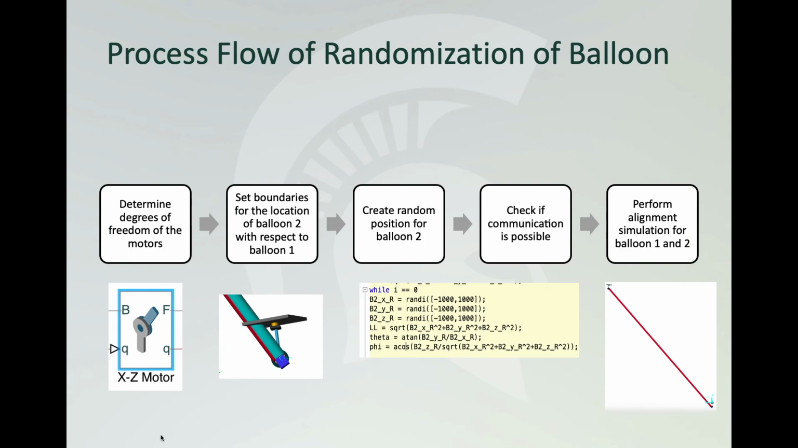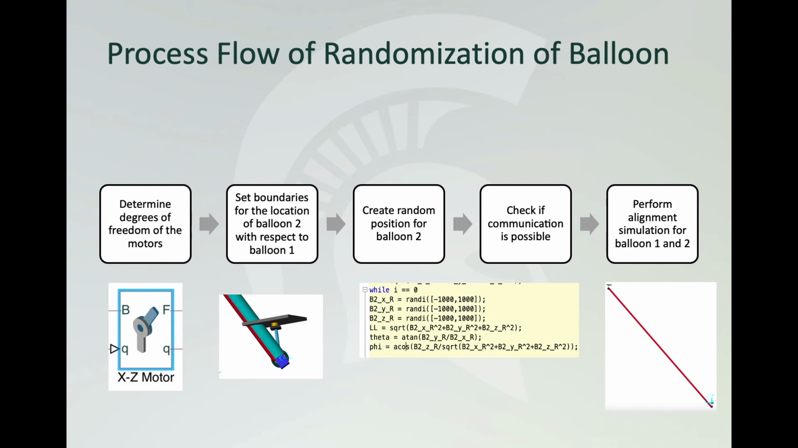So the process flow that I approached the randomization of the balloon with is as follows. First off, I had to determine the degrees of freedom for our alignment motors. Then I had to set boundaries for the locations of balloon 2 with respect to balloon 1. As you can see in this picture here, this is what happens when the boundary is set incorrectly. And then create a random position for balloon 2, and then, going hand in hand, check if communication is possible.